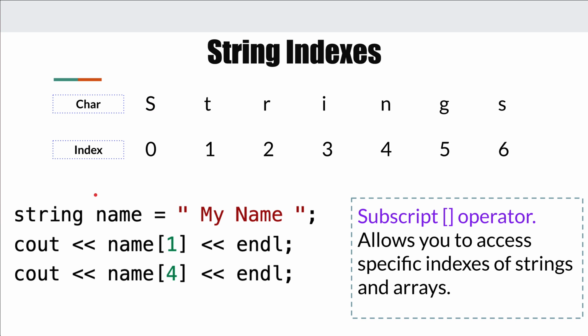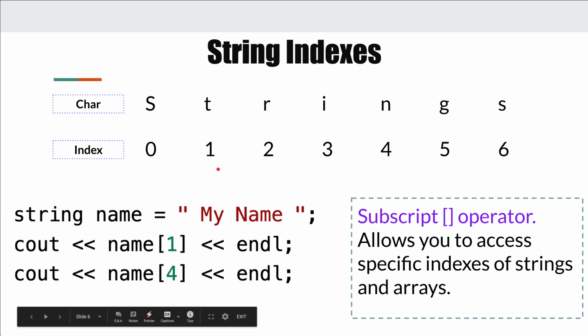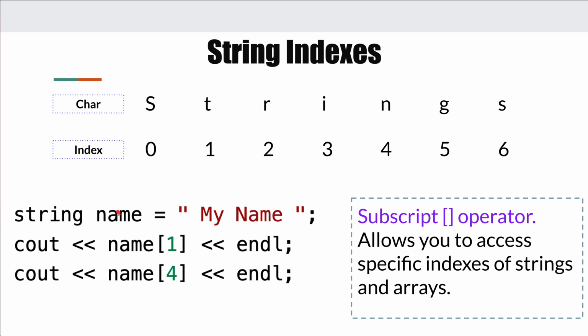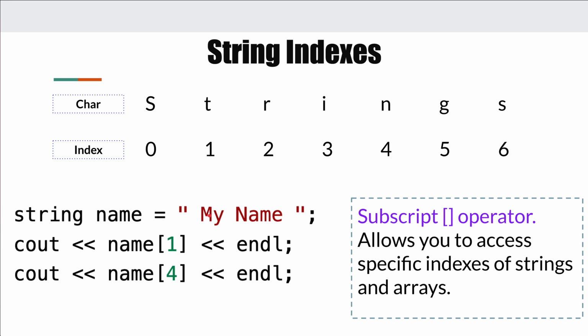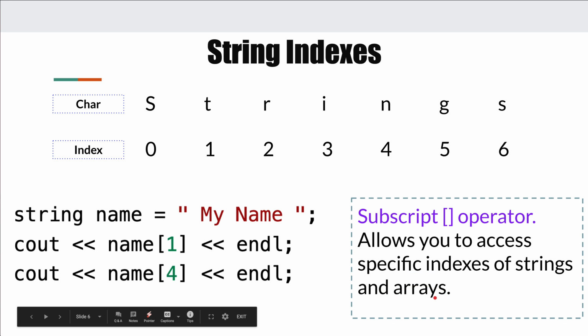So if we look at this code down here, watch what I do right here. When I print out, name is our string, I've set it equal to my name, and I can call a specific index, 1. So when I say name bracket 1 bracket, look at your string, you got 0, 1. That would print out just the capital M. If I do name bracket 4 bracket, then 0, 1, 2, 3, 4. The capital N would print out. So that bracket is literally just called the subscript operator and allows you to access specific indexes of strings and arrays, which we will get to soon.